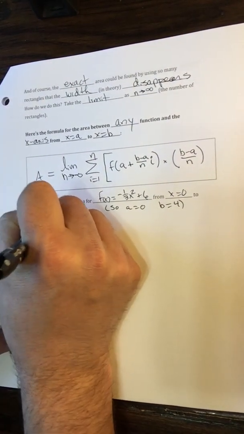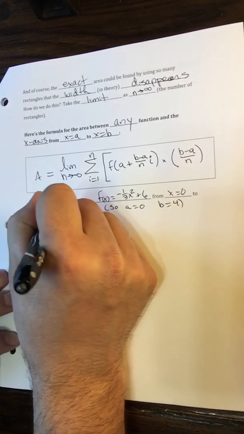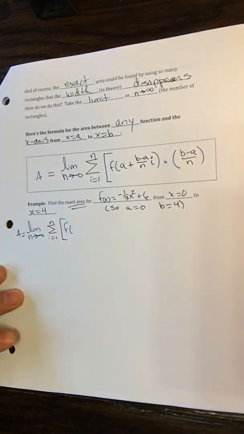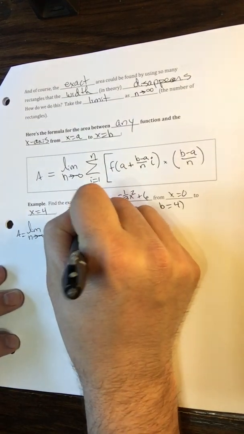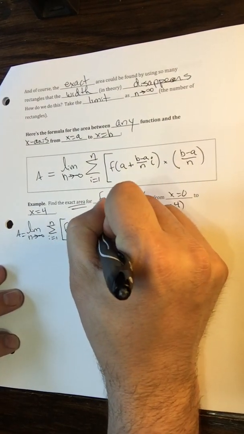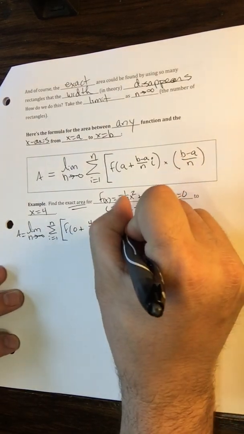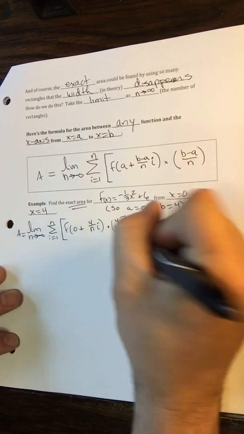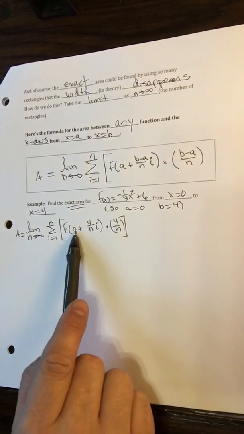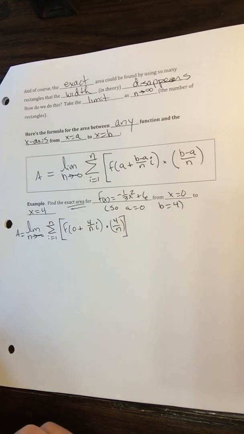It's the limit as n approaches infinity of the sum for i equals 1 to n of, in brackets, f of 0 plus (4 minus 0) over n times i, and it'll be times (4 minus 0) over n. I'm starting out nice because I'm starting with x equals 0, where this 0 is going to go away and I don't have to substitute in a binomial expression.